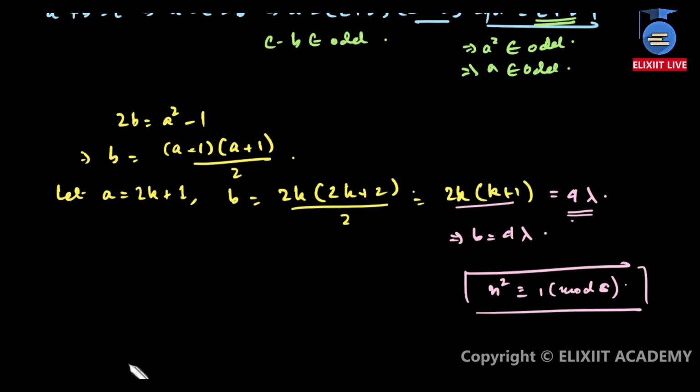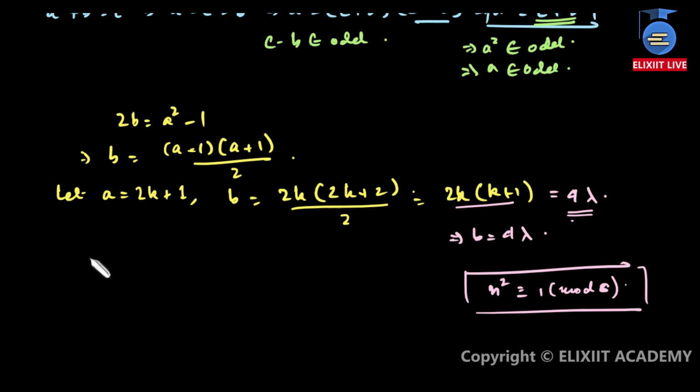You can verify this thing by taking certain examples. Let's say 1, 3, 5, their squares: 1 square, 3 square, 5 square, let's say 25. 25 is congruent to 1 modulo 8. You divide 25 by 8, you will get the remainder as 1. For all the odd numbers, their whole square gives remainder 1 when you divide by 8.